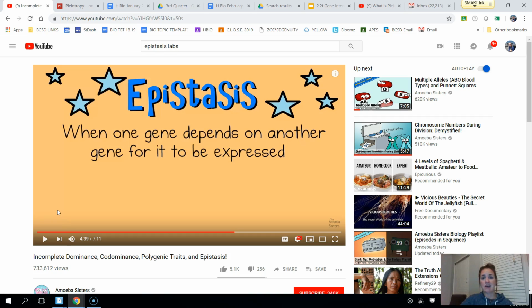epistasis occurs in llamas. Again, this is when one gene depends on another gene for it to be expressed.